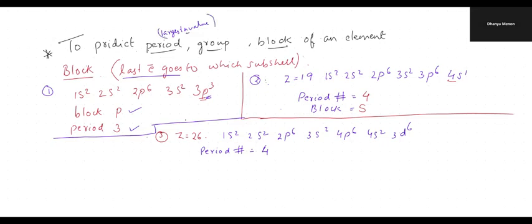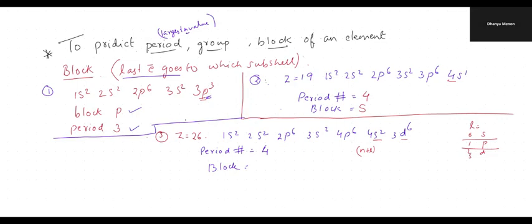Then the block. You need to check which subshell the last electron is going to. Here, if you have a confusion whether the last electron is going to the s subshell or d subshell, we can use the n plus l rule. Whichever has the larger n plus l value, the last electron goes to that subshell. For example, the l values I'll just write 0, 1, 2, 3: 0 is for s, 1 is for p, 2 is for d. So for 4s, what is the n plus l value?